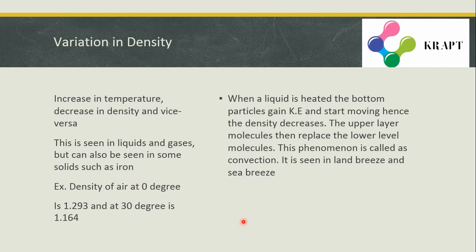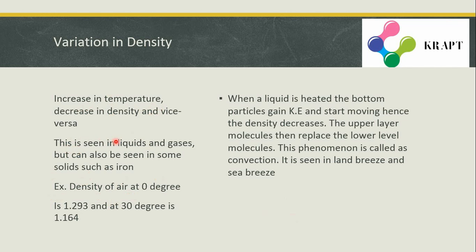Let us take an example. If the mass of the body is 1 kilogram and the volume is 1 meter cube, on heating the volume will become 2 meter cube. So it was 1 by 1, which is equal to 1 kg per meter cube. Now it will become half kg per meter cube. So this will lead to a decrease in density, and vice versa. In the same way, if temperature is decreased, the volume will decrease and density will increase. In simple words, density is inversely related to temperature.